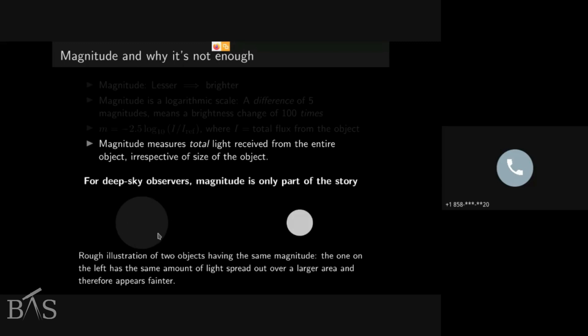So even if you have the same magnitudes, you can have objects that are very faint and very bright. So it's not a very good estimate of how bright something is, although it is still useful. I'm not denying that it's useful, but we can do better than magnitude.